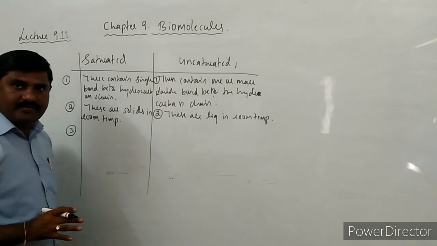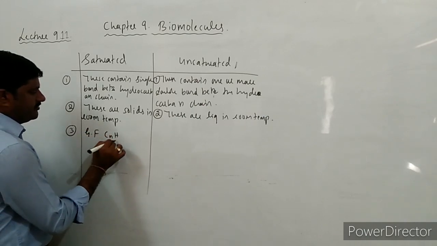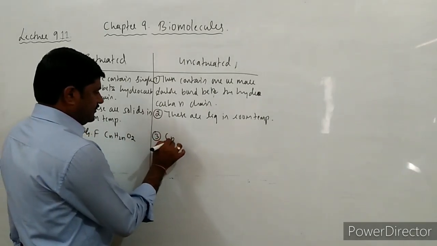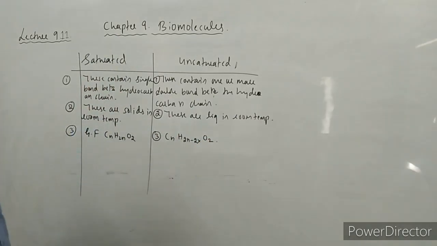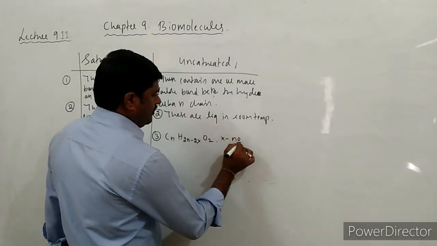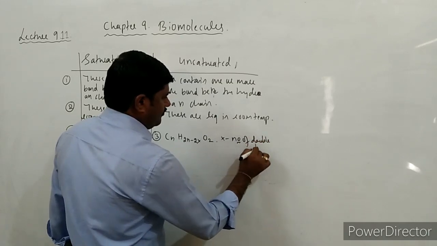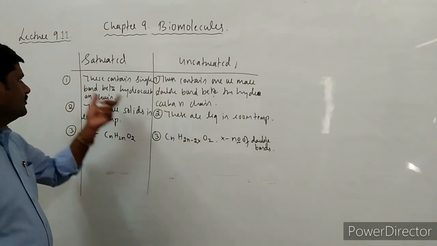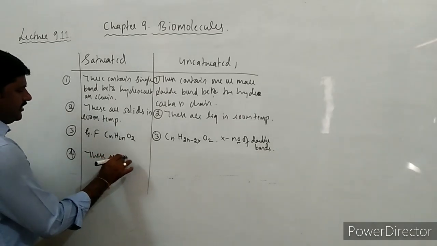Third, the saturated ones have the general formula CnH2nO2, and CnH2n minus 2xO2 is the general formula of unsaturated fatty acids. Here x stands for the number of double bonds present, so that is considered over here. This is the general formula of the unsaturated ones.